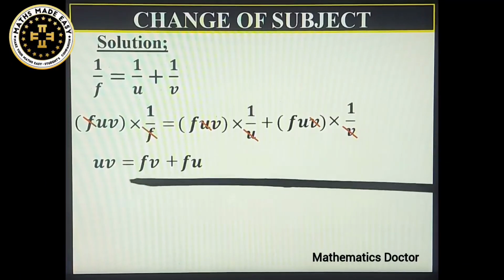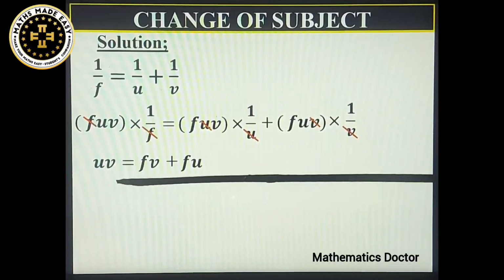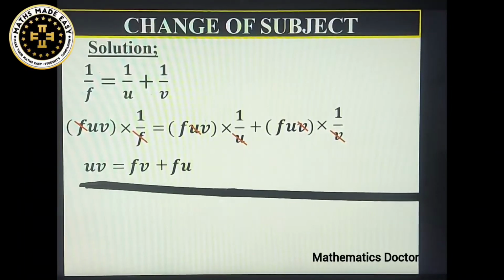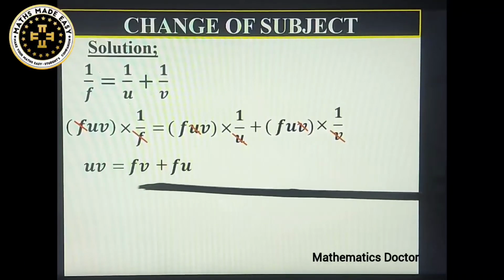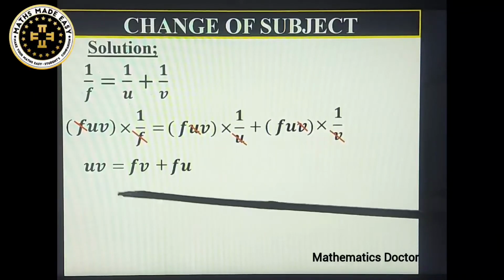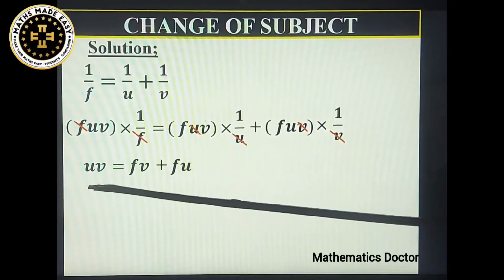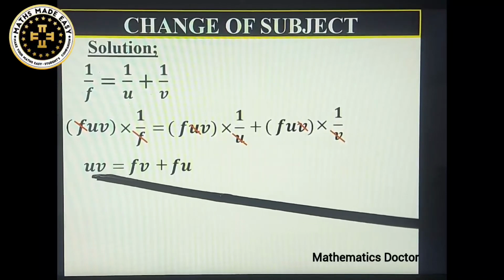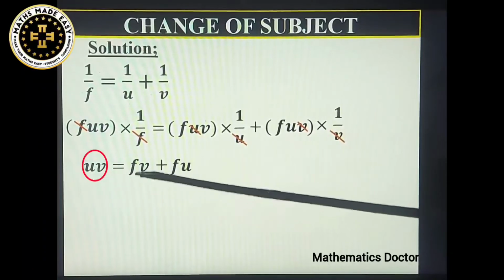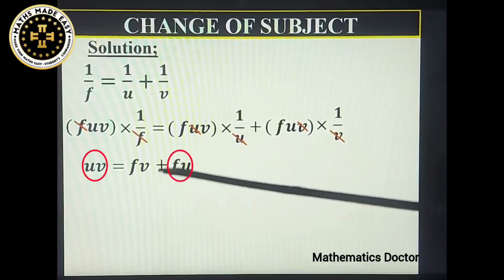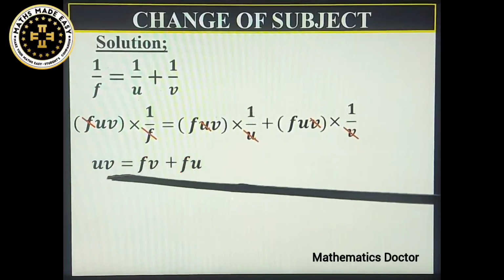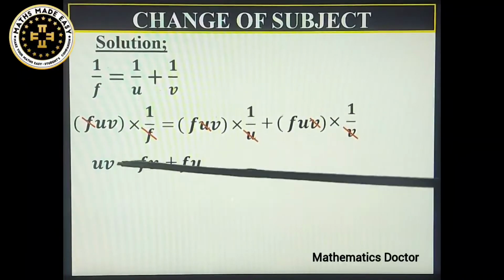So you realize that there is no fraction at this point. So we can proceed. Now that we have been able to get rid of all the fractions, we have to now group the terms containing the subject to one side. From the beginning of the question, we are supposed to make u the subject. Now, checking from the first term, we have u in the first term, which is uv. Then there is another u in the last term, which is fu. So I'll choose the left-hand side. Already at the left-hand side, the uv, which contains u, is there.